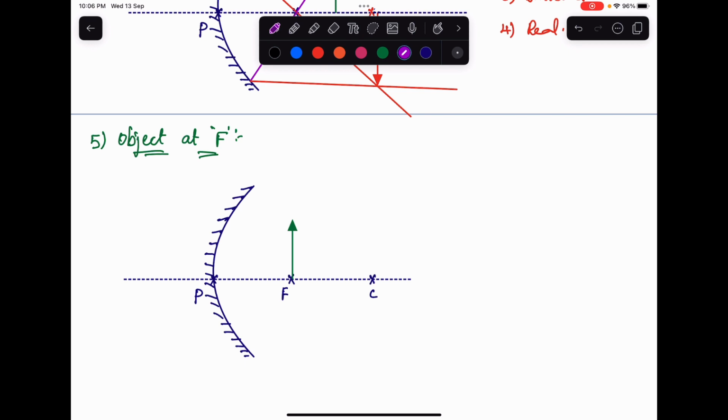See, you can guess. Very good. That is your rule number 1. Straight away you can do this one. That is, light ray traveling parallel to the principal axis. After reflection, what happens? They go through the focus.